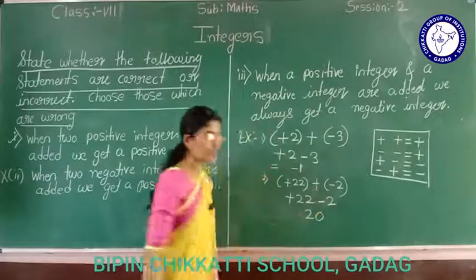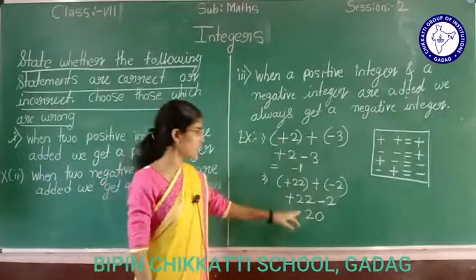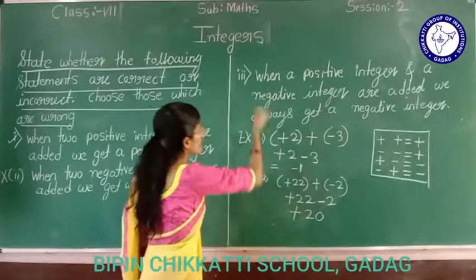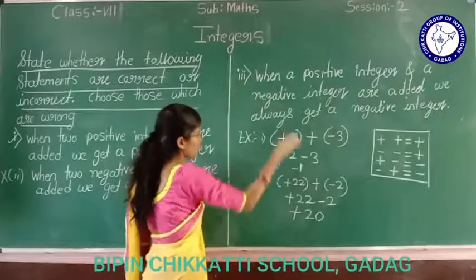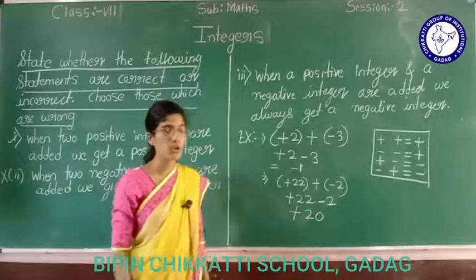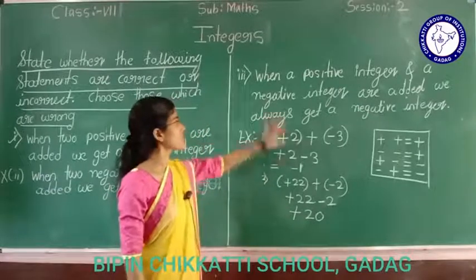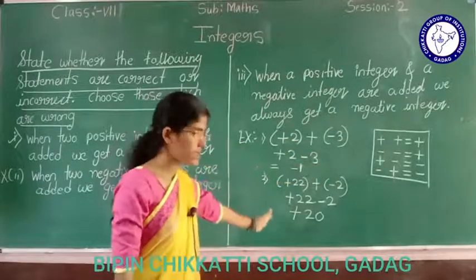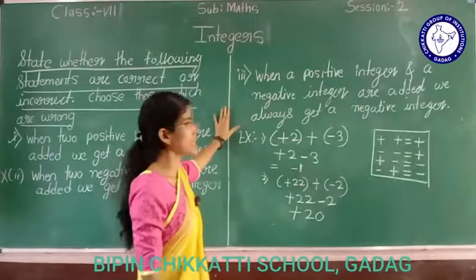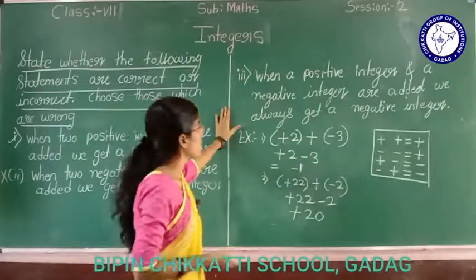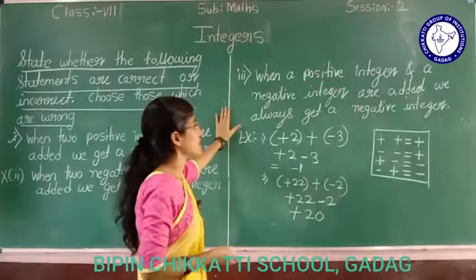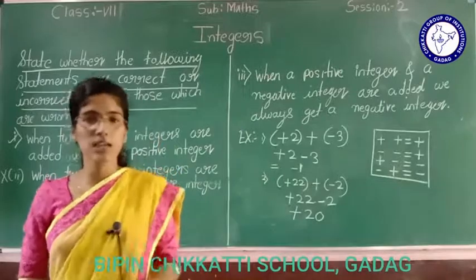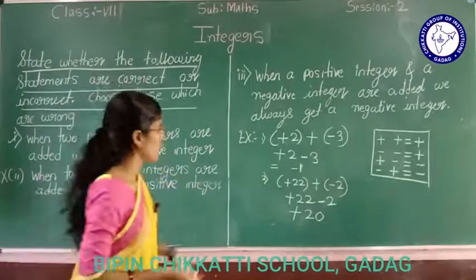Which is the bigger number? 22 is the bigger number. 22 has the plus sign. For this example the statement is wrong. Yes or no? What we can tell is this is incorrect, because I gave you the examples here. This statement is incorrect. When we add a positive integer and a negative integer, we may get a positive integer or a negative integer. I just told you, yes or no?